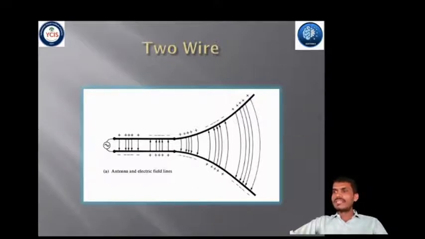Now these two lines consist of two different arrows, vertical and downward, for the two different charges, that is positive charge and negative charge.